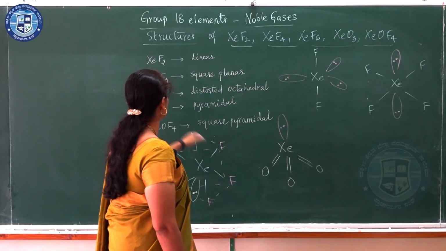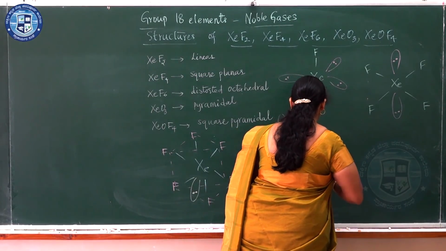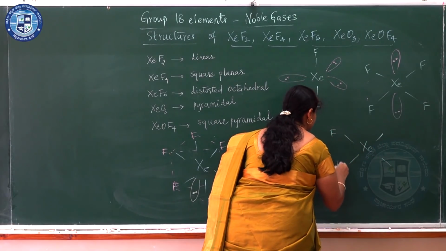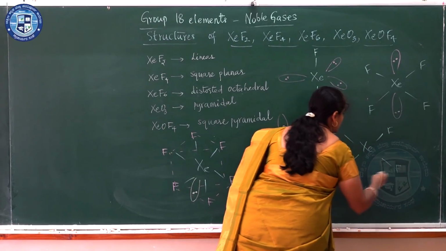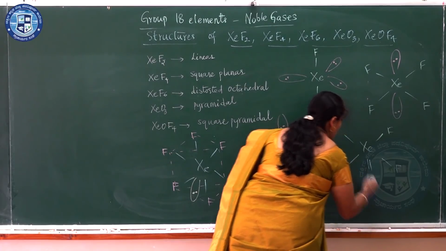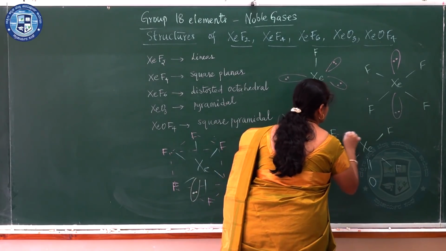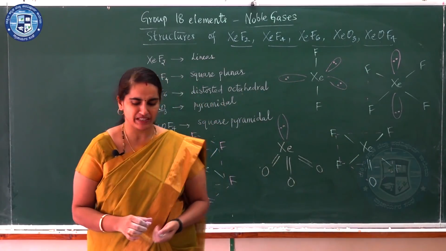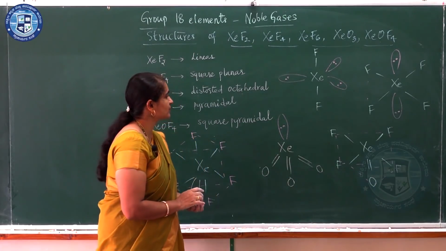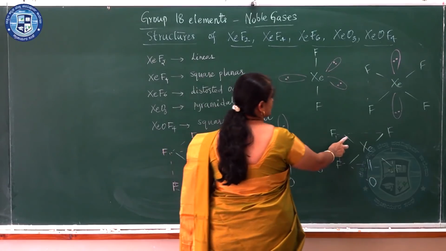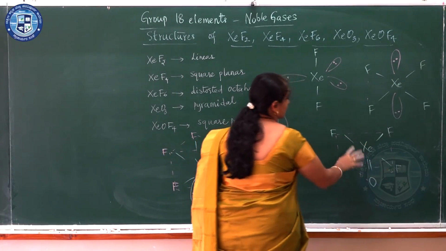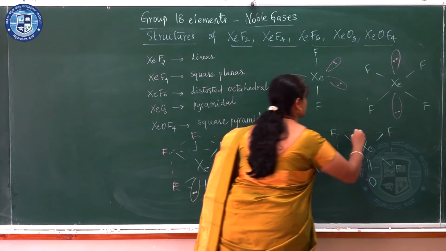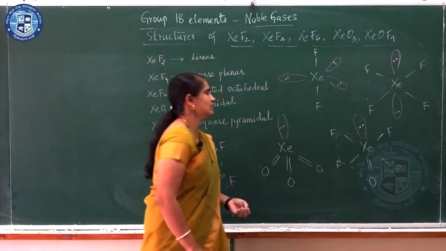And last, XeOF4, square pyramidal. Here I have Xe, 4 F's in a square, and one double bond O. If you can join this, a pyramidal over here. Now if you count unpaired electrons here, you will be left out with one unpaired electron. So 2, 1, 2, 3, 4 electrons gone, 5, 6 electrons gone for xenon. So still 2 left, will form a lone pair of electrons like this.